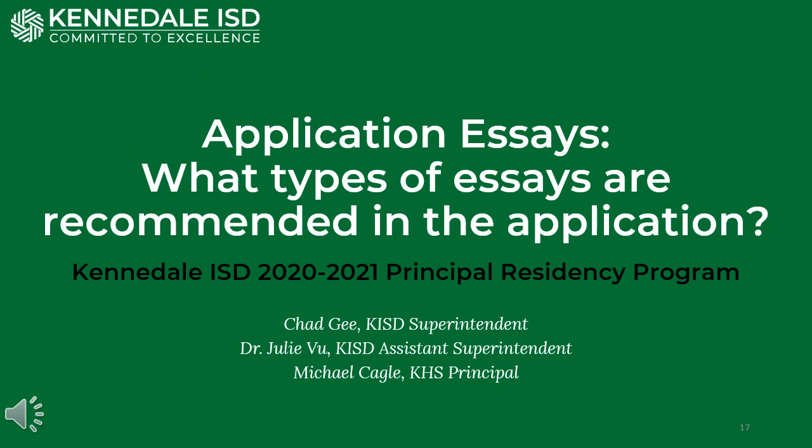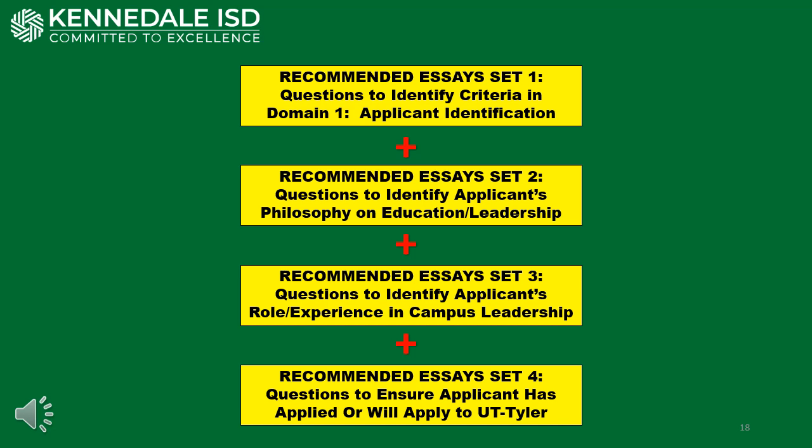Because we are going to require so many things in the principal resident application, I want to look at what types of essays we might be looking for. What kind of essays might I recommend to the committee, to the campus and district leaders developing this portion, so that we don't overwhelm our applicants, but it also helps us identify all of those requirements in Domain 1? The first recommendation that I have to the committee is that we already are requiring a lot out of our applicants, and they also have to apply to the University of Texas at Tyler. So I'm going to recommend anywhere between 1 and 3 essays, and they come from these potential recommended essay sets.